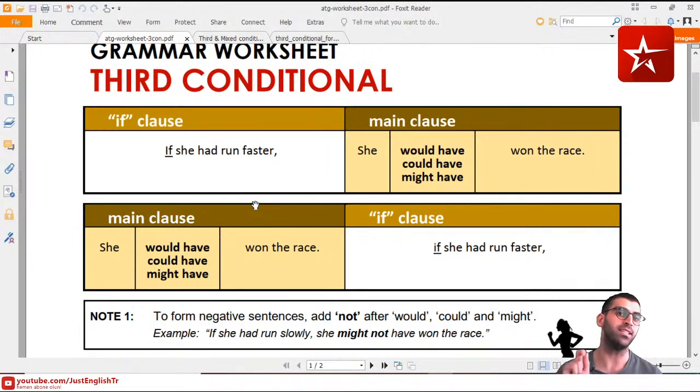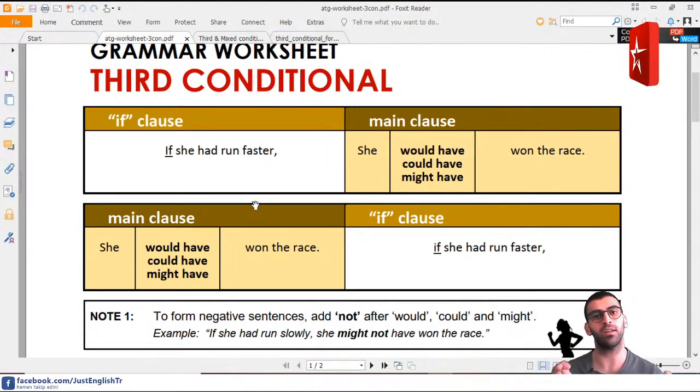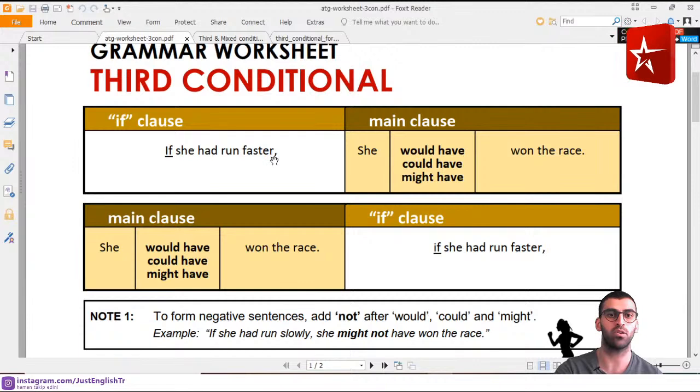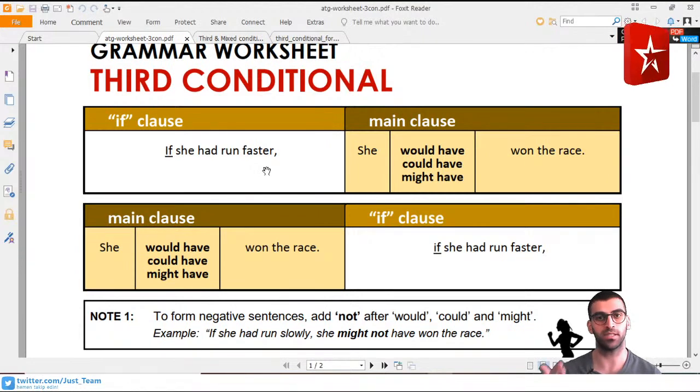I'm going to mention something really important for this grammar. If the if clause comes at the beginning of the sentence, we have to use a comma here, as you see. But if it comes after the main clause, we don't use any comma before if. That's it.